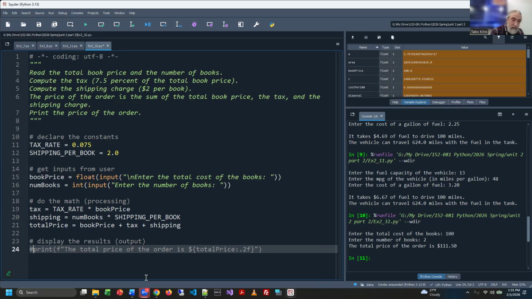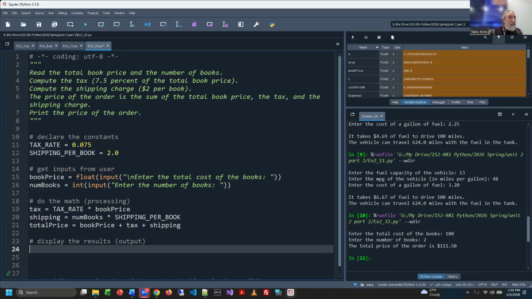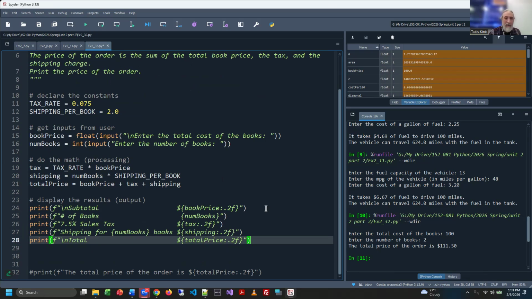If I was the customer, I'd want a little more detail than that. So here's what I did last time. I did a bunch of F strings here, you notice, and I had a subtotal, right? So the person bought some books, a certain number of books. So I start with, okay, what was the subtotal, which is just the book price. And then I have how many books did you order? So I put the number of books in. And then I have the sales tax listed. And then I have the shipping.